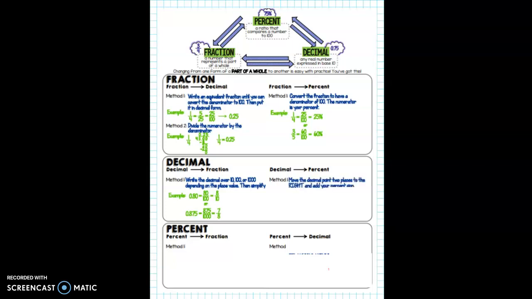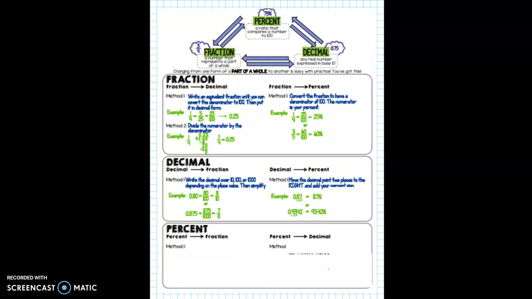Now, when we're changing a decimal to percent, move the decimal point 2 places to the right and write your percent sign. For example, 87 hundredths, the decimal place is shifted 2 places to the right. We're actually multiplying by 100 when we do that. It is 87%.